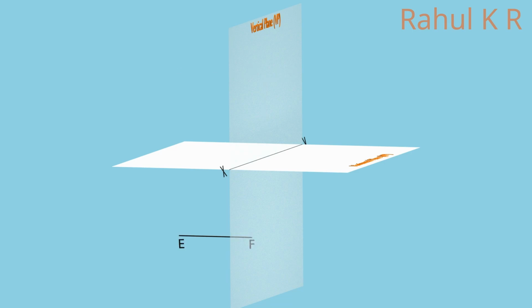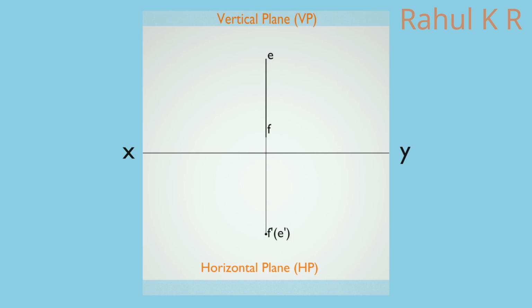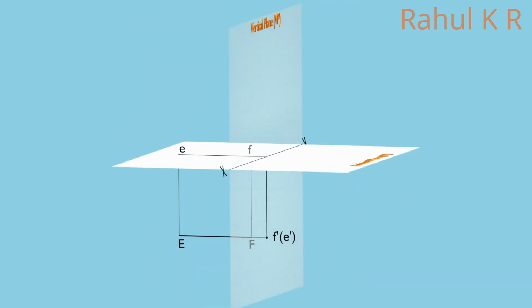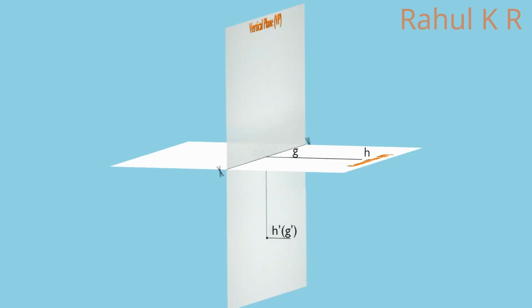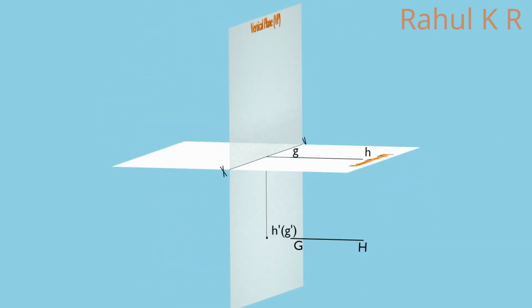If the line is in third quadrant, front view will be below the XY line and top view will be above the XY line. Front view is F dash E dash with the E dash in brackets, which means endpoint E is not visible in front view. If the line is in fourth quadrant, front view and top view both will be below the XY line. Front view is denoted by H dash G dash with G dash in brackets indicating endpoint G is not visible in the front view.